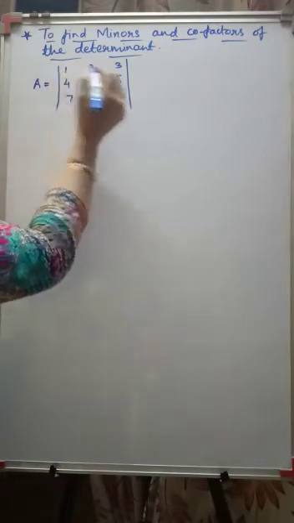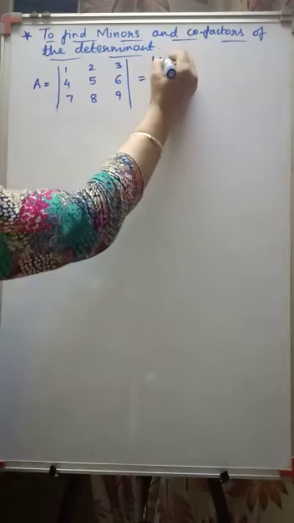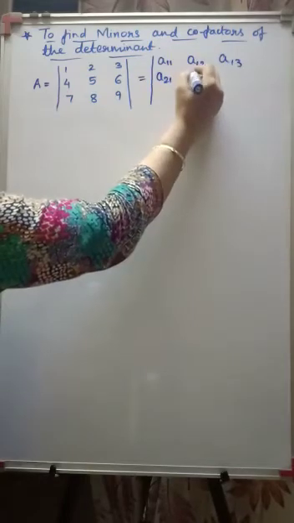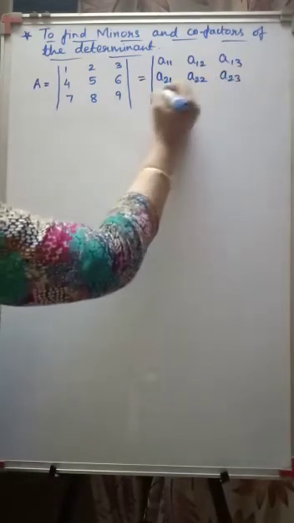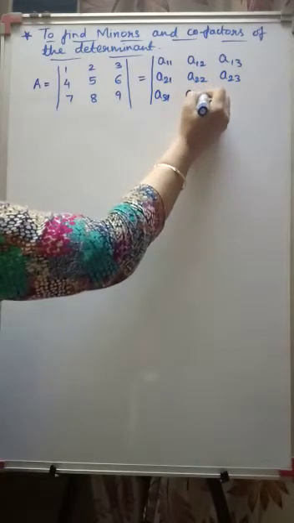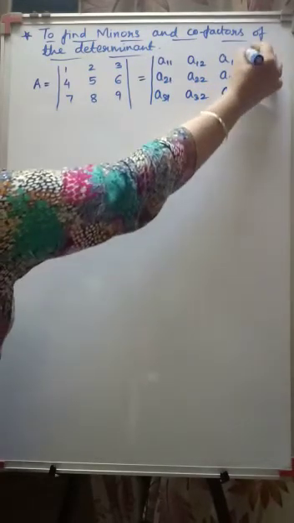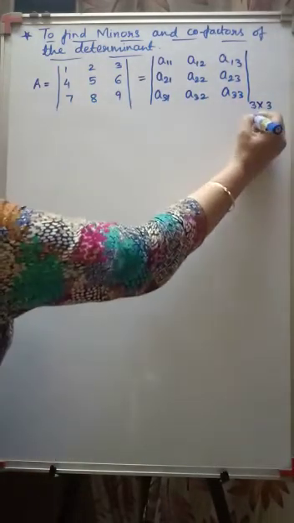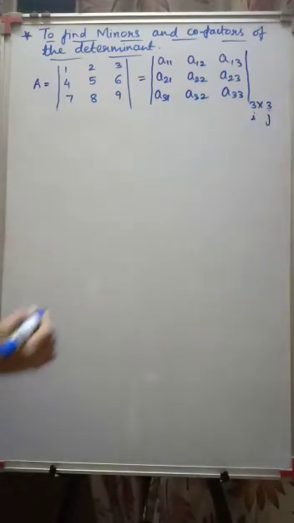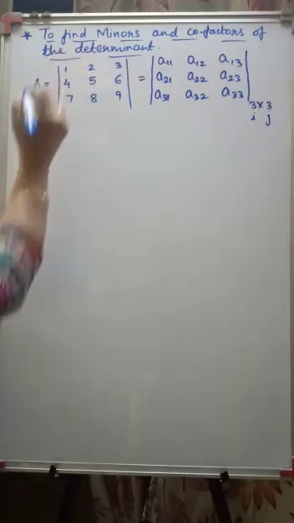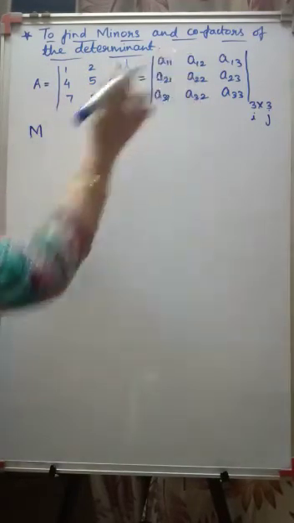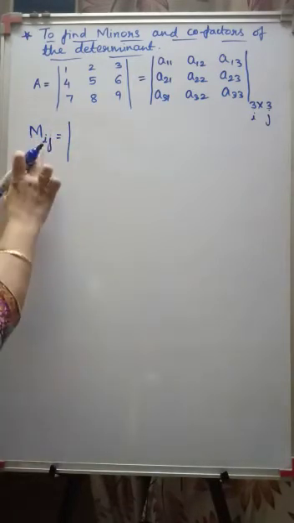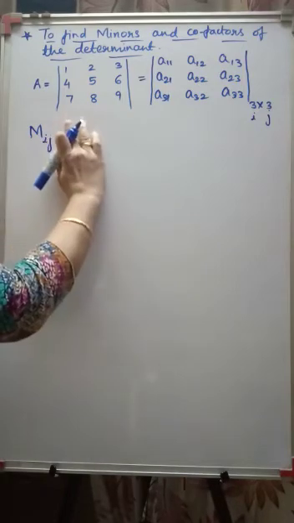Now, suppose this is my first element. If I write A11, A12, A13, A21, A22, A23, A31, A32, A33, these are all Aij. I stands for row and J stands for column. Now if I want to find the minor of 1, that is 1,1. So Mij depends on which row and which column you are taking.